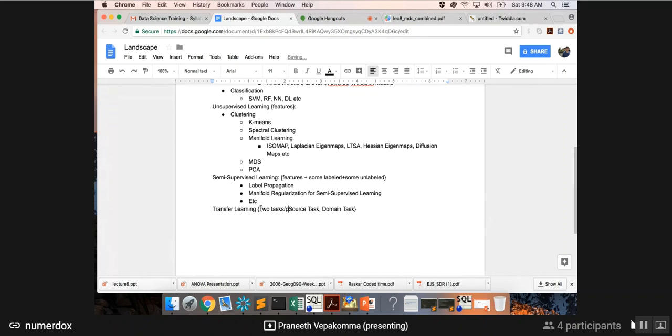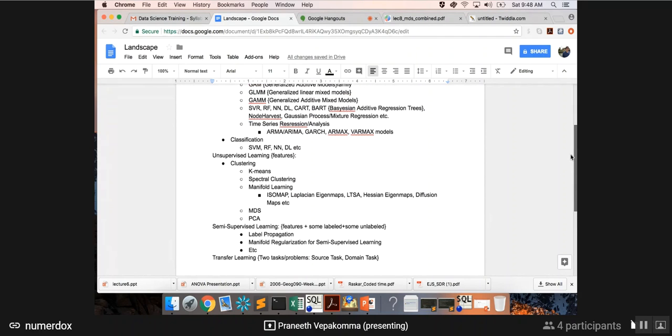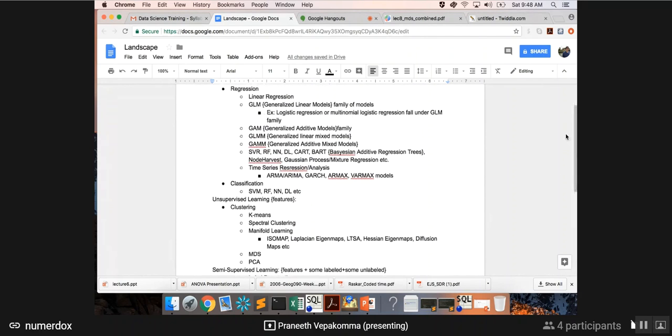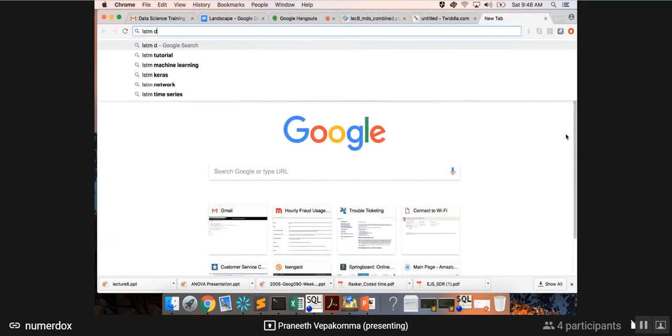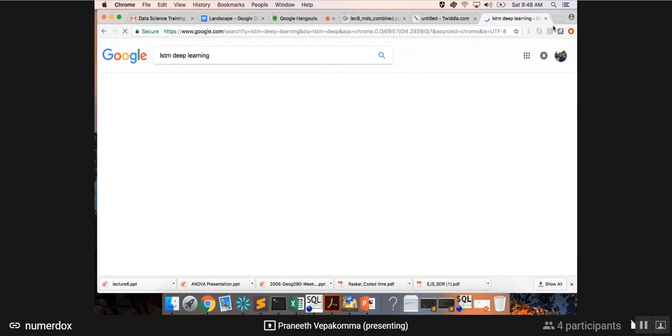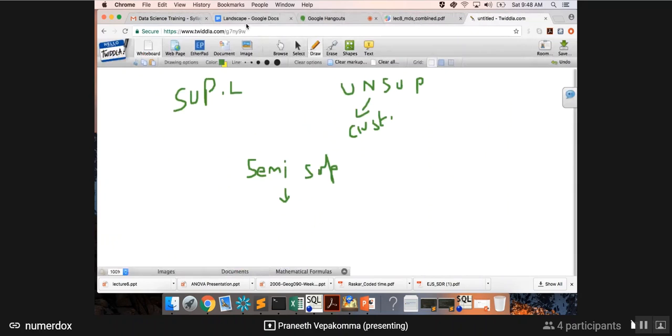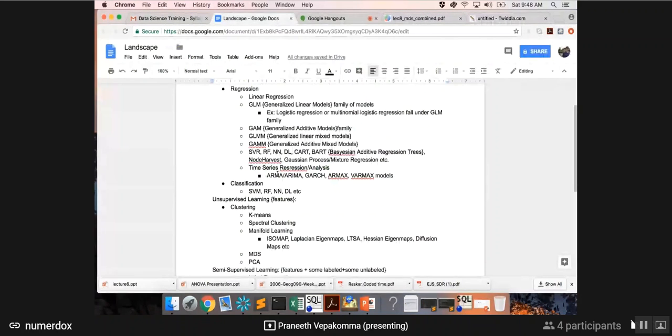So Pranit, there is one I heard of, which they used in my previous project. Long short-term memory, LSTM. Where does that fall, is it supervised? It is supervised, but for sequential data. So it falls here, supervised, but it falls in here, time series regression, right?